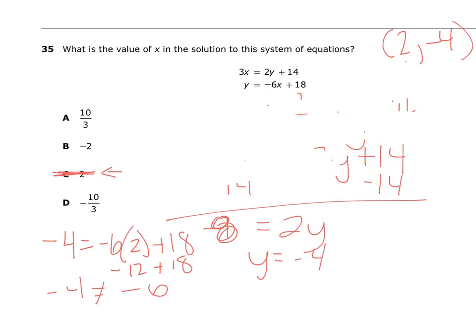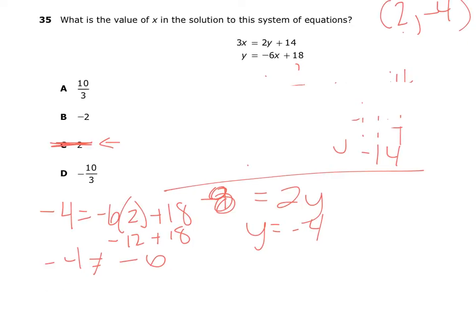And we're going to try the negative 2 next. I would say the next easiest thing to write in there would probably be the negative 2. So let's try the negative 2. And we're going to plug that into the first one. So 3 times negative 2 is negative 6. And that would equal 2y plus 14.